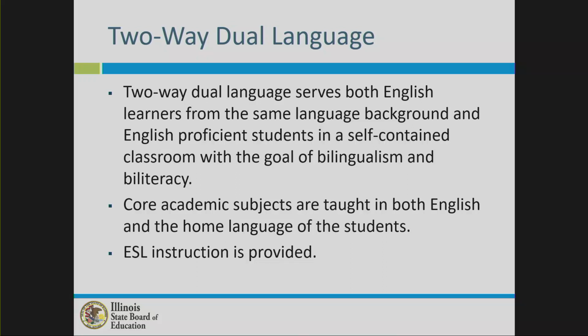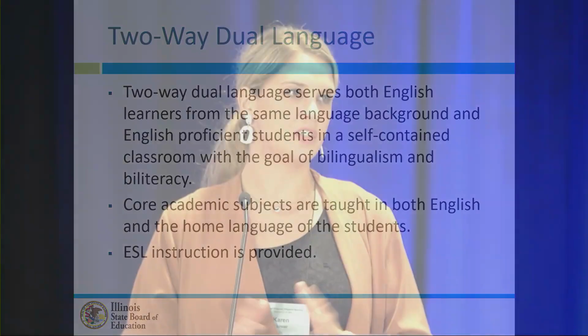So it's sort of just like the one way, except now we're adding in another group that's benefiting from that as well. Those core academic subjects are taught in English and the home language, or for our English-speaking students already, that would be their target language. So the core subjects are taught in both languages. ESL services are still provided for our English learners, but again, the goal is bilingualism and biliteracy for now 2 groups of students.